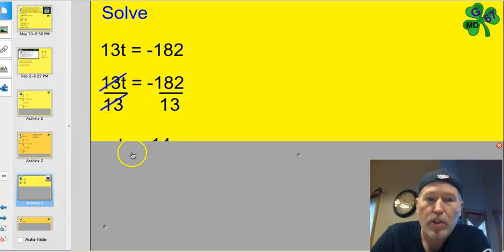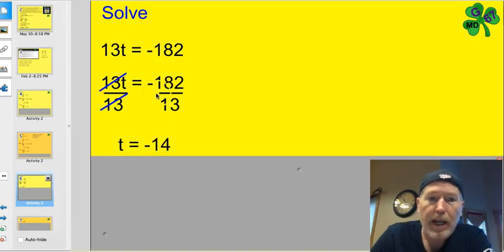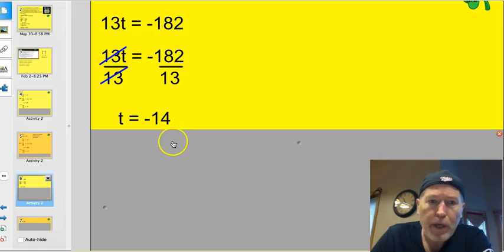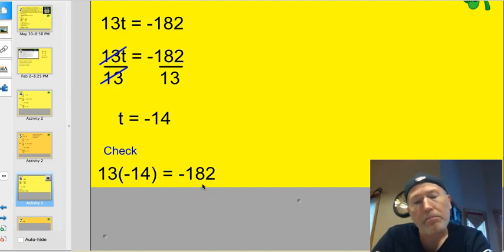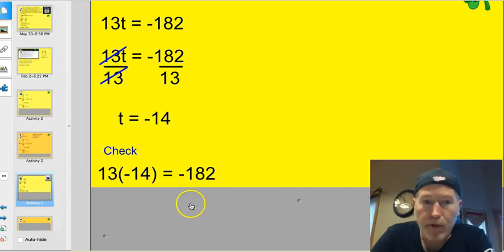The 13s cross off. They cancel each other, sometimes people say. And now I've got negative 182 divided by 13. That answer is a negative 14. Okay, let's plug it in and see if it works. That means we have 13t, so we have 13. T's value is a negative 14. So 13 times a negative 14 equals a negative 182. My answer checked out, and I am good to go.